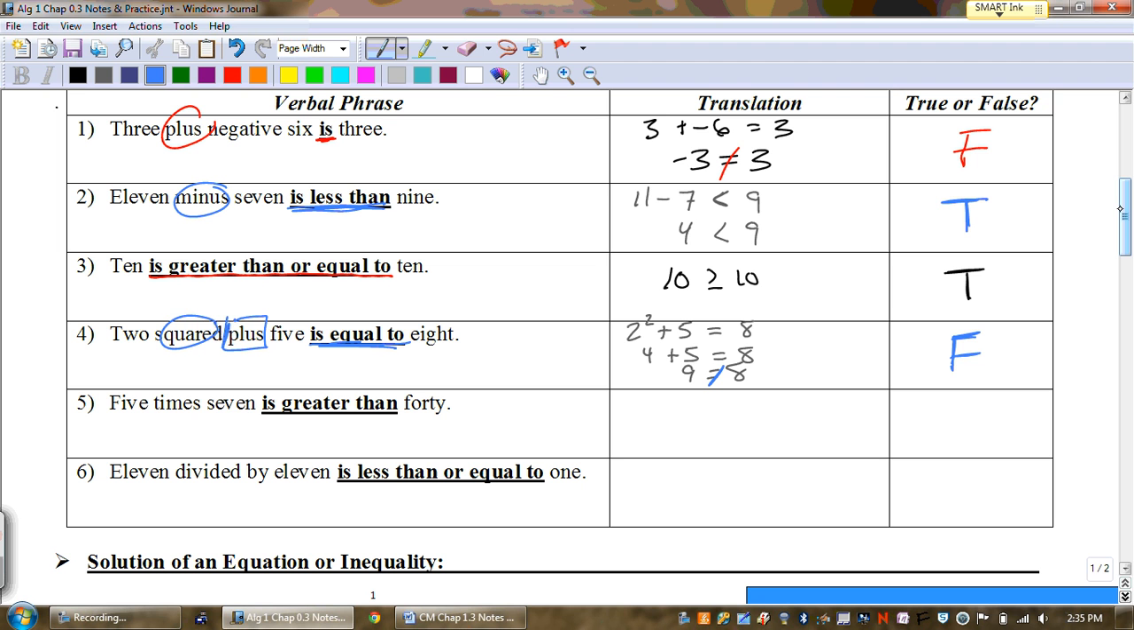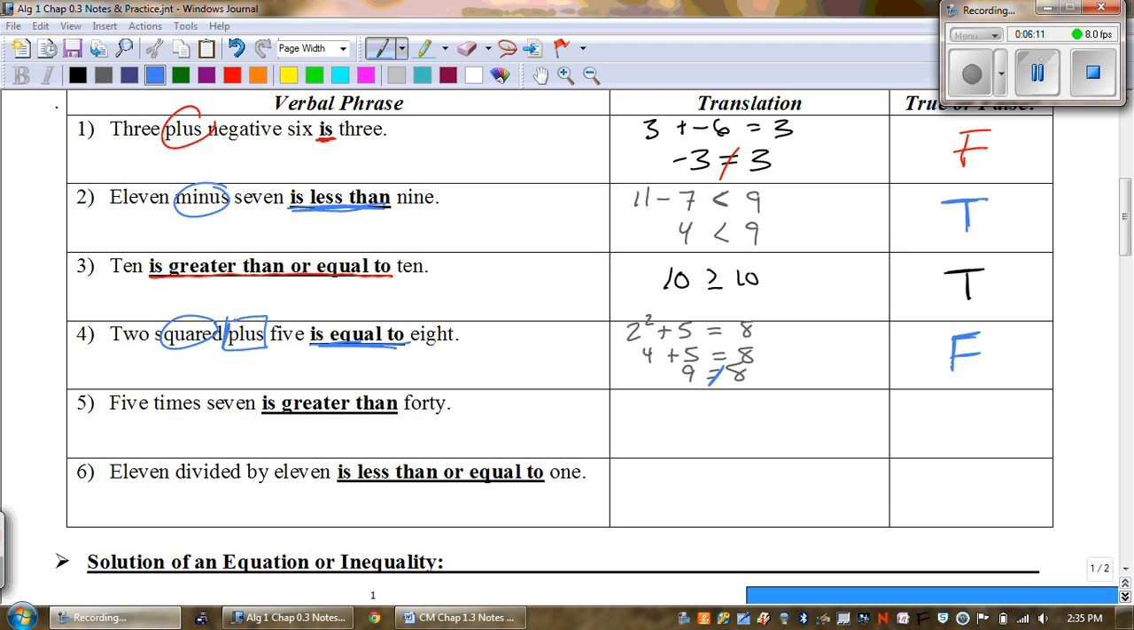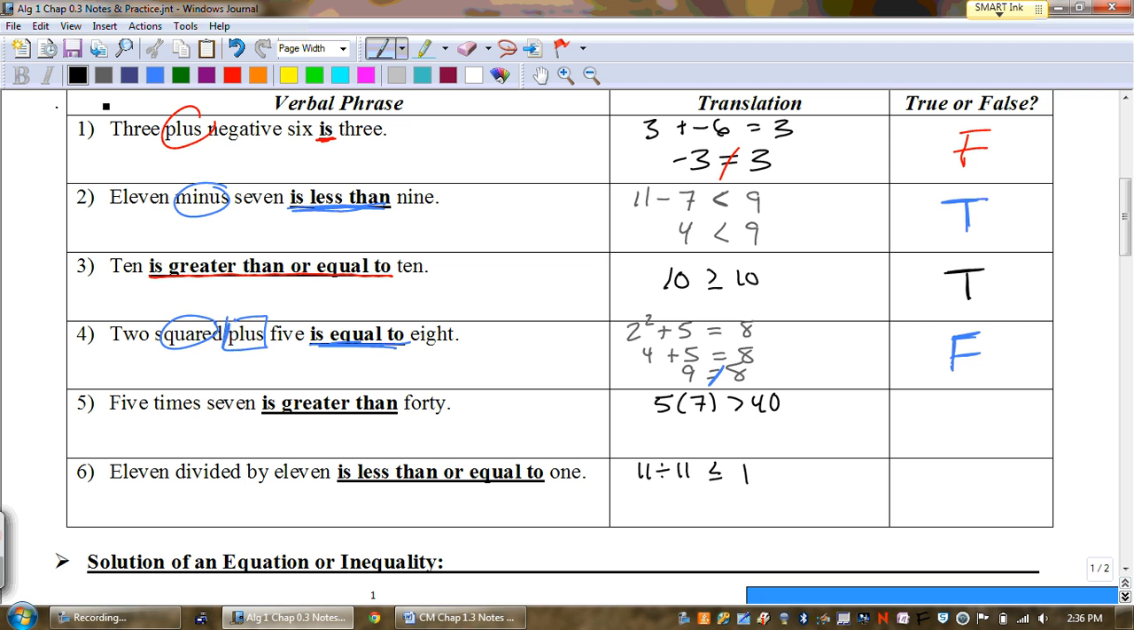Now, number 5 and 6, why don't you see if you guys can pause the video. I actually want you to pause it and try them. Good luck. So first off, that should have been what you wrote down. Now, let's look at number 5. 5 times 7 is 35, and is 35 greater than 40?